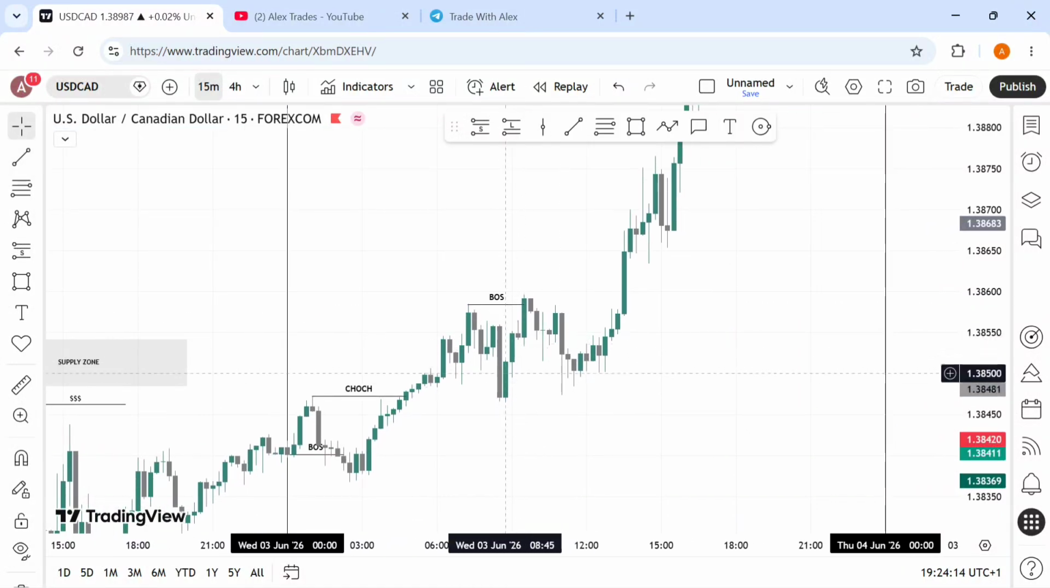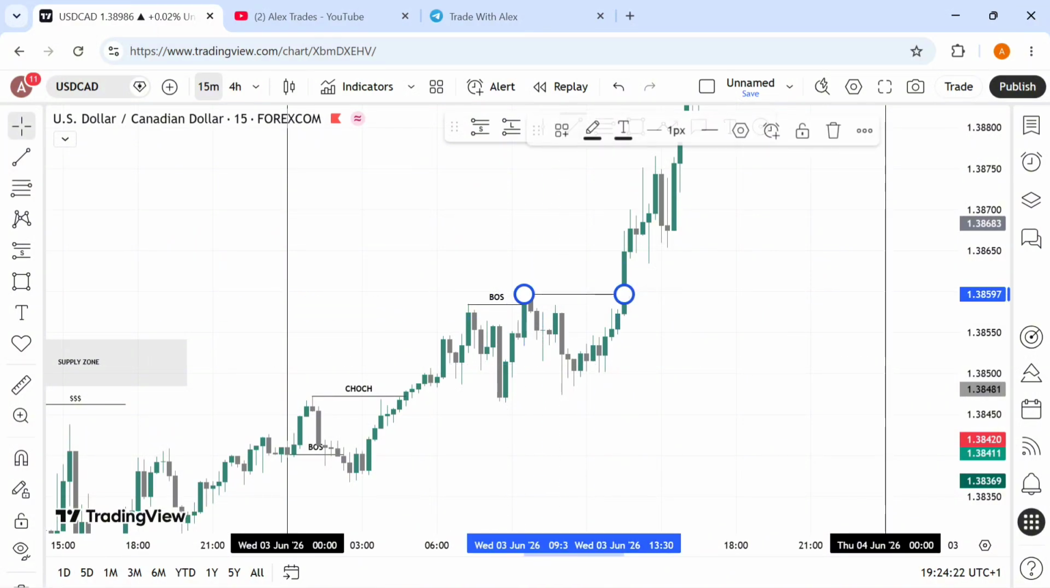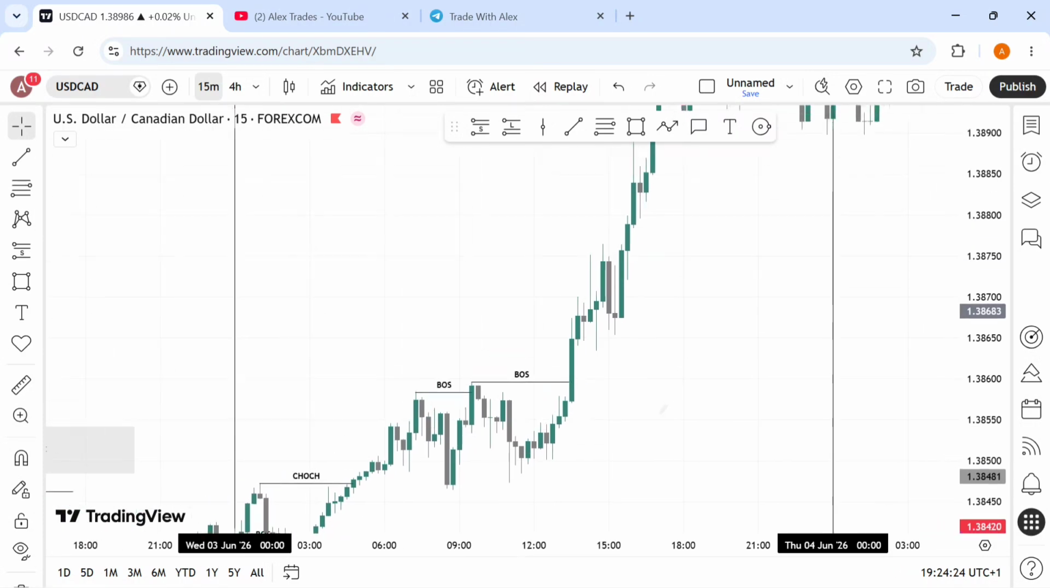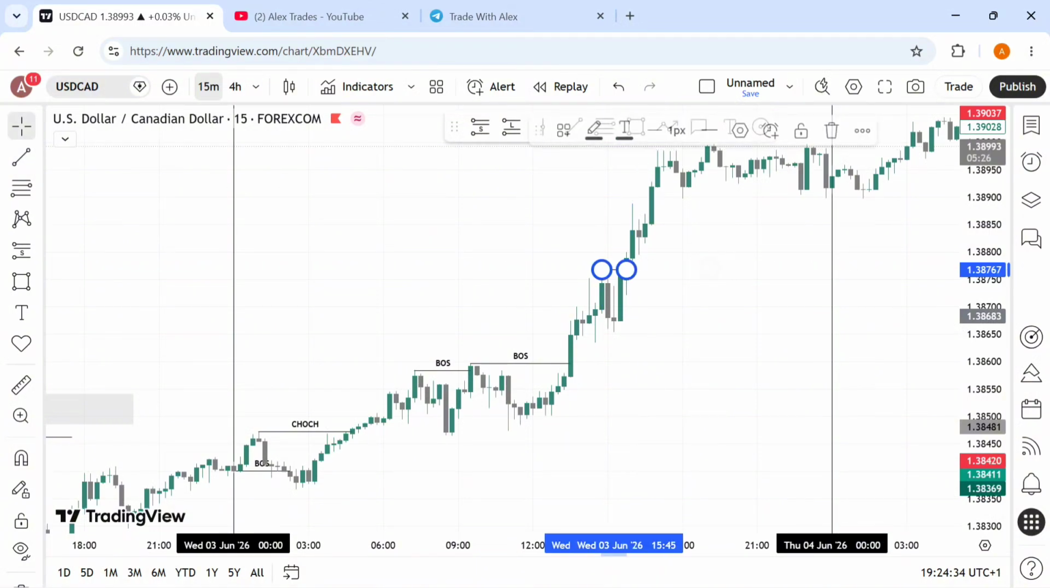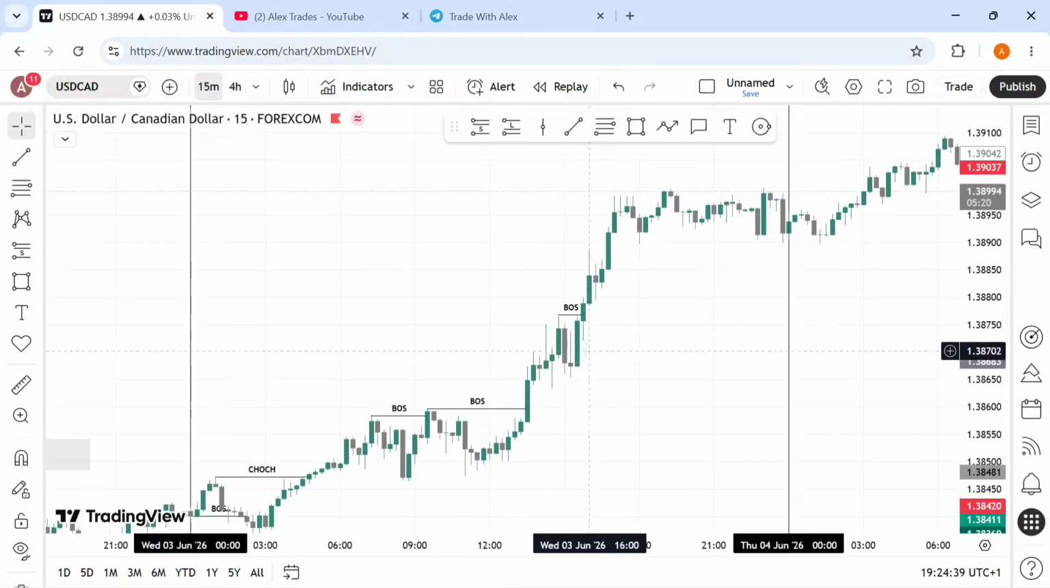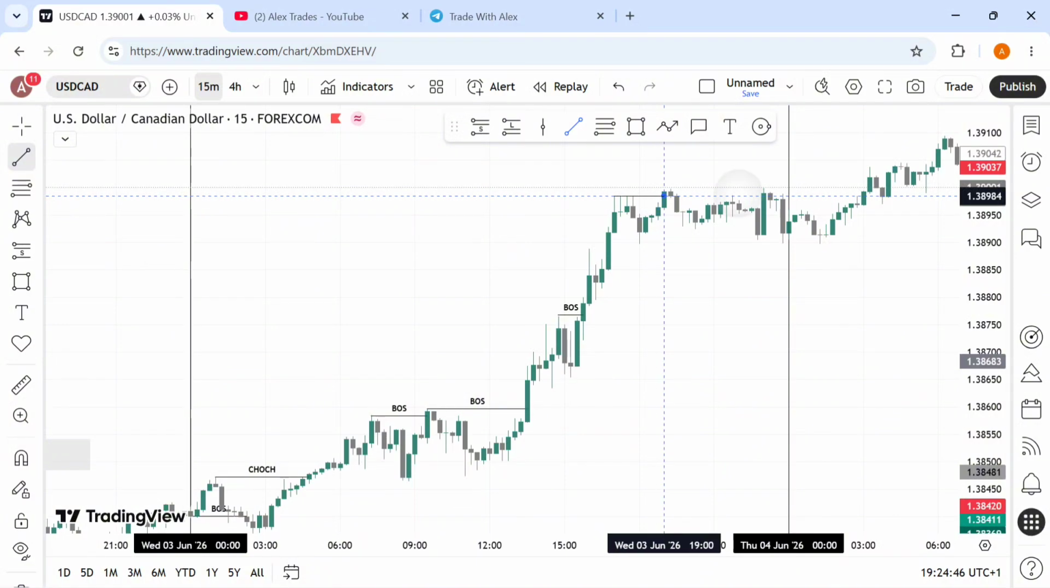There wasn't any valid demand zone to buy from here. So price broke structure to the upside, and price also didn't come back down here. So this is another one here. Break of structure. Same thing, this time there wasn't any valid demand zone. So that's just it. I think it's just good I had a trade today.